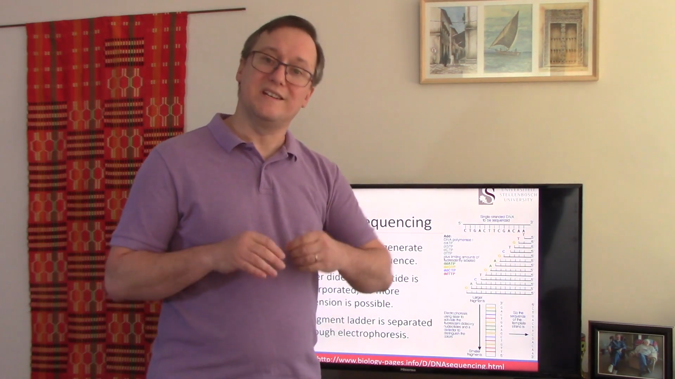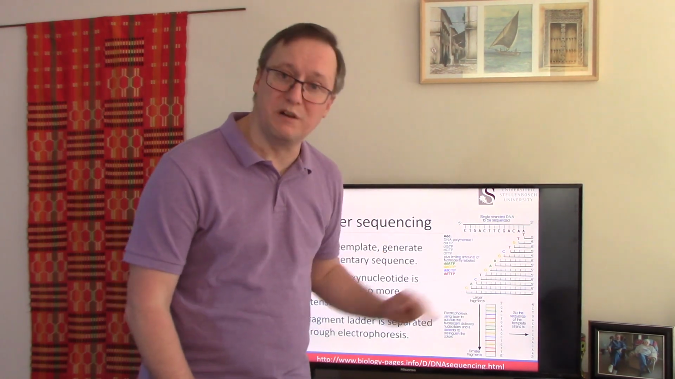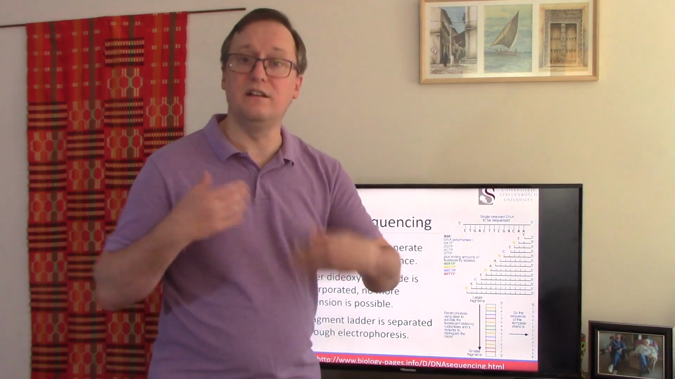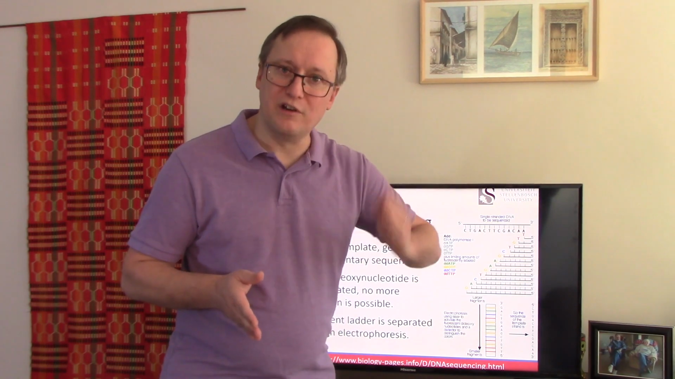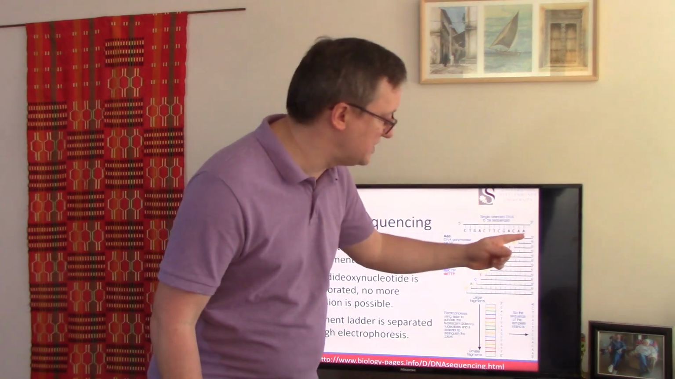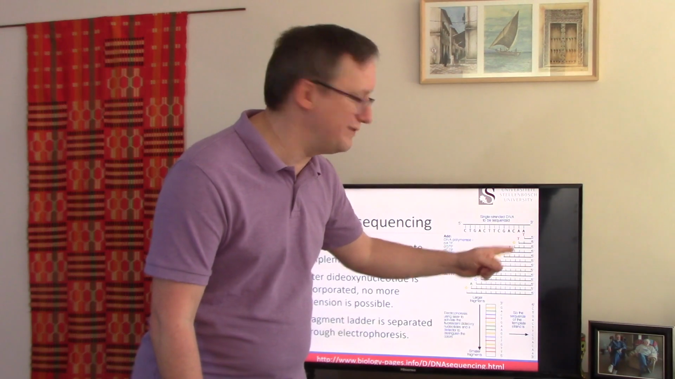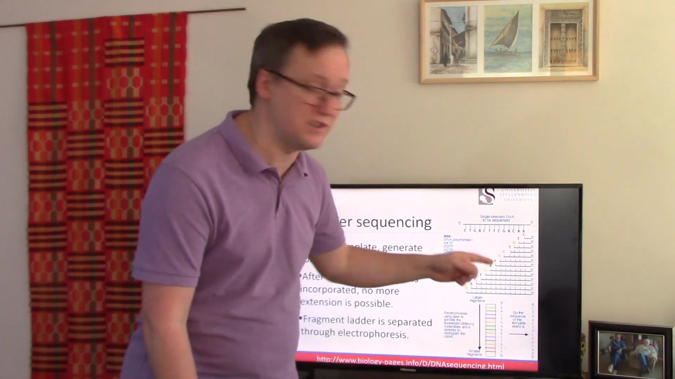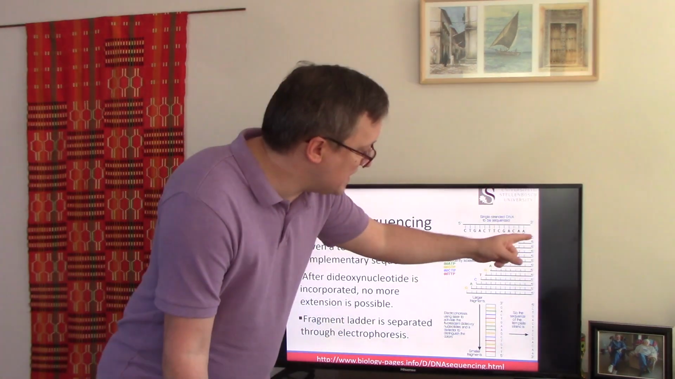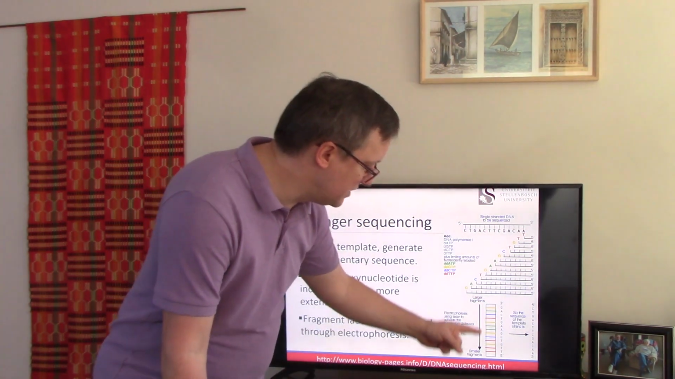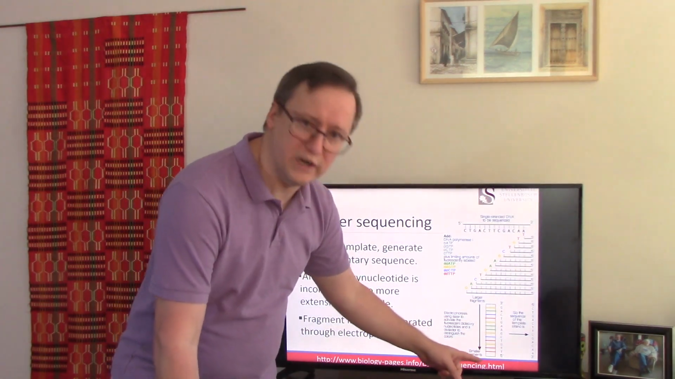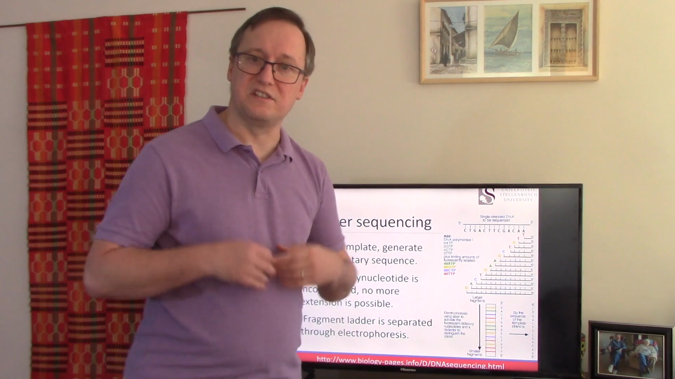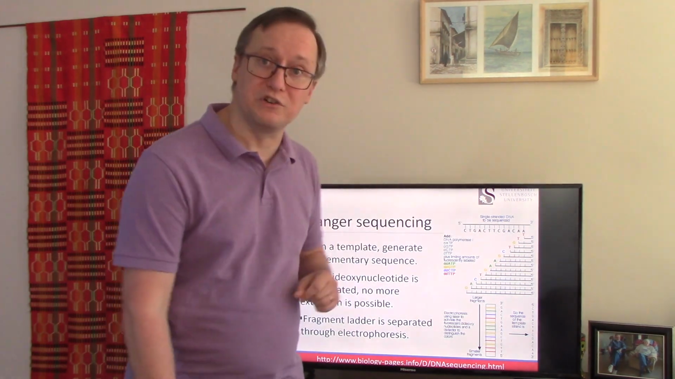We need to separate those complementary sequences of different length, and then we can evaluate what the pattern of labels are, because we've labeled the T nucleotides differently than we've labeled the G nucleotides or the C's or the A's. They each have a different color associated with them. So if we separate these complementary sequences, often through capillary electrophoresis, we will see that the order in which they come off tells us the sequence of letters in the original sequence.